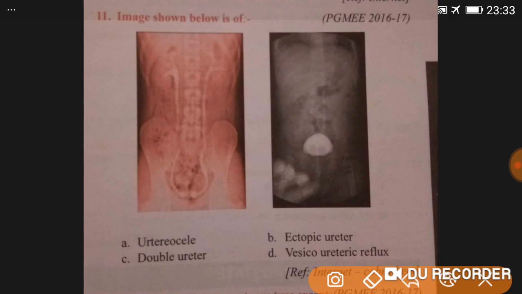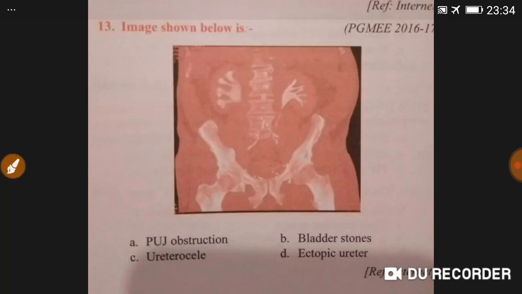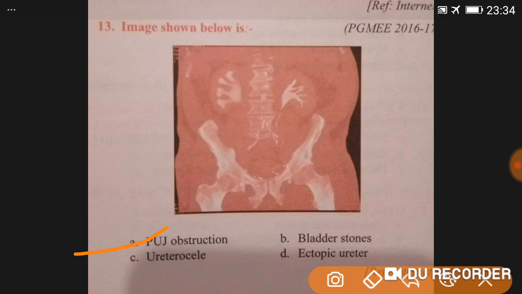See guys, what is it? Double ureter. Image shown below is of PUJ obstruction. It represents PUJ obstruction.